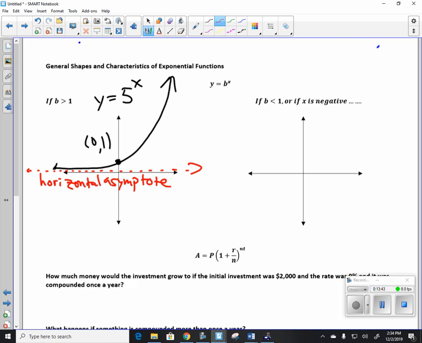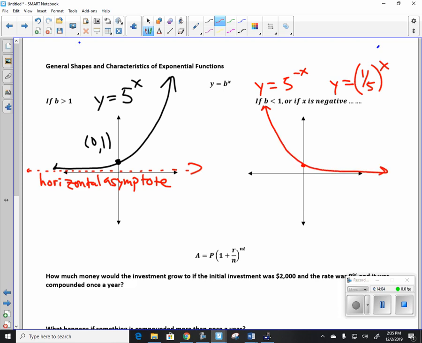Do you remember what happened if it was y equals 5 to the -x, or if it was y is equal to (1/5)^x? Remember how it looked different? How did it look different? What did it do? Instead of starting down and finishing up, yeah, it went like that.